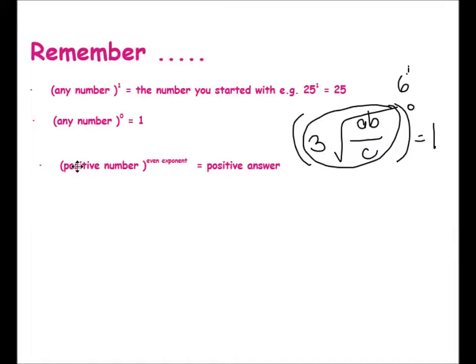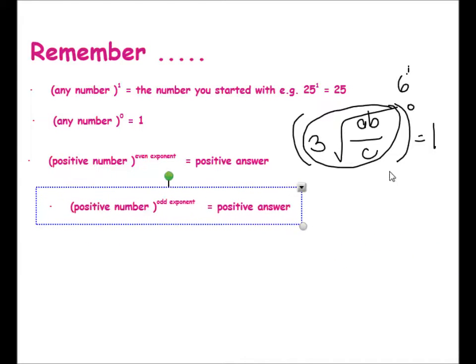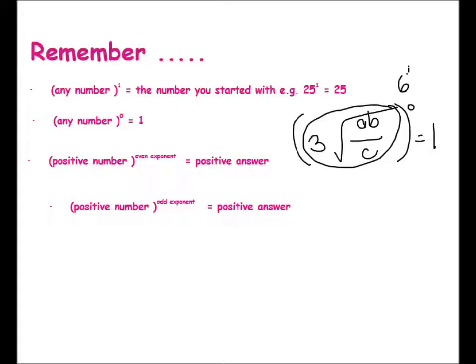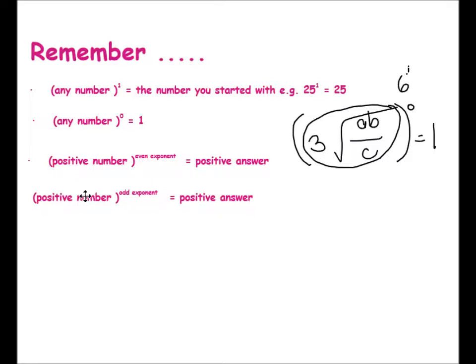The next thing we have to remember, a positive number to an even exponent is a positive answer. A positive number to an odd exponent is a positive number. Why is that? Because you start off with positive, and it doesn't matter how many positives you multiply together, your answer will be positive.